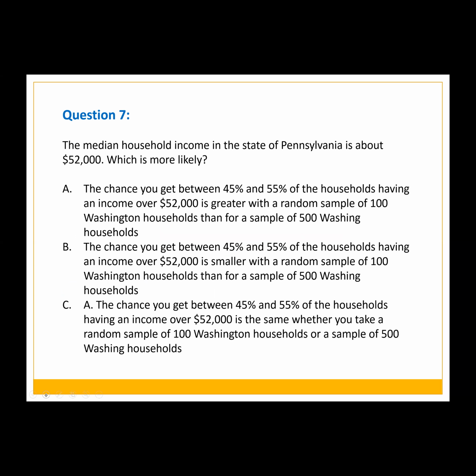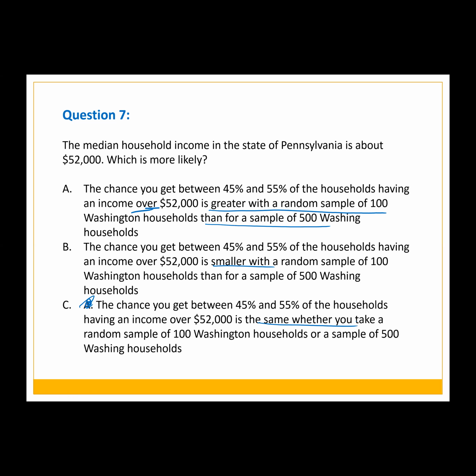Now the last one, again, mute me if you want to work on it on your own. The median household income in the state of Pennsylvania is about $52,000. Which is more likely? A, the chance that you get between 45% and 55% of households having an income over 52,000 is greater with a random sample of 100 than for a sample of 300 or 500. B, it is smaller. And C, the chance that you get between that is the same whether you take a random sample of 100 or a sample of 500.